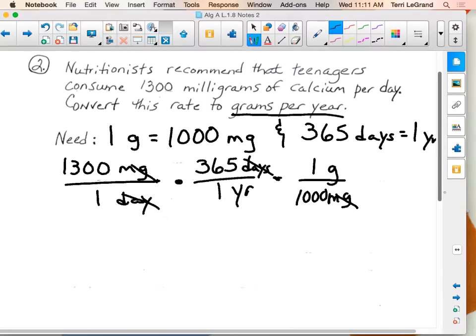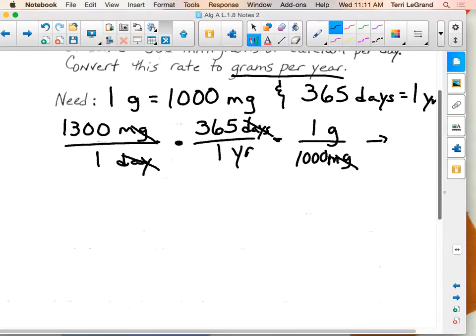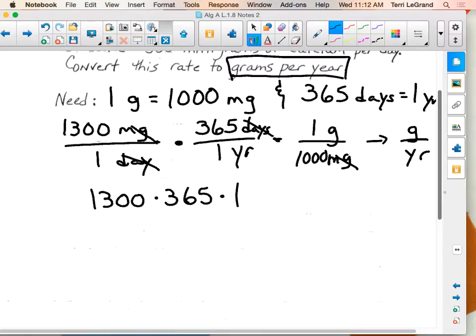Okay, and now when we look at it, we would have grams and we would have per year. Is that what we want? We have grams left as our label upstairs and we have years as our label downstairs. Is that what they want us to do? Yep, they do. Okay, so we're ready to set up our multiplication now. 1,300 times 365 times 1, and those are grams, over 1 times 1,000, and those are years.